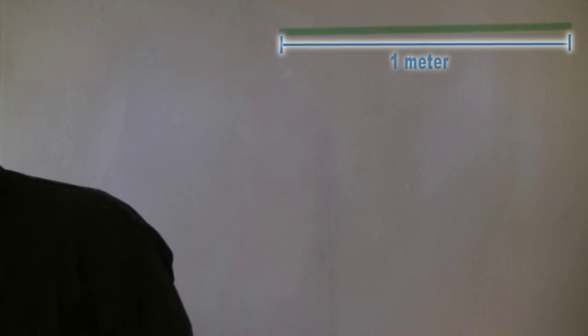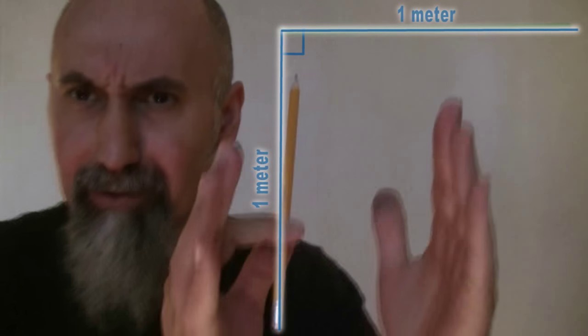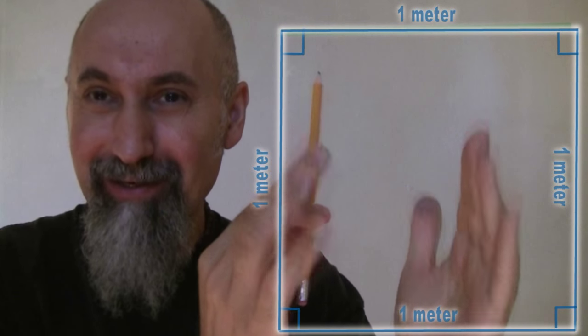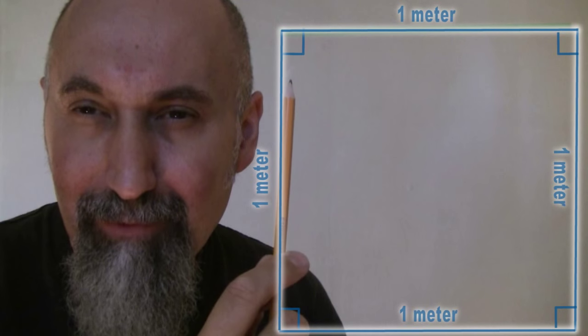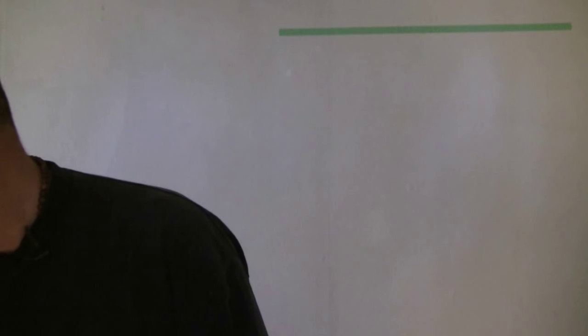So what I need to do now is come down perpendicular from this, right? Because I want my grid to be perpendicular, like a nice square, right? 10 by 10 square. So I need the angle here to be 90 degrees, okay? What I'm going to do is use a special triangle. Let me show you how this works.